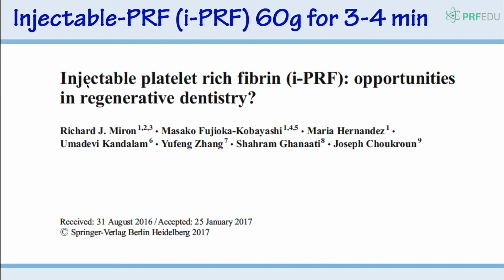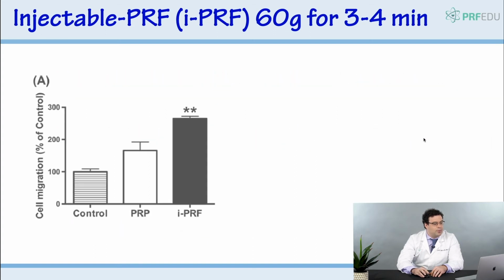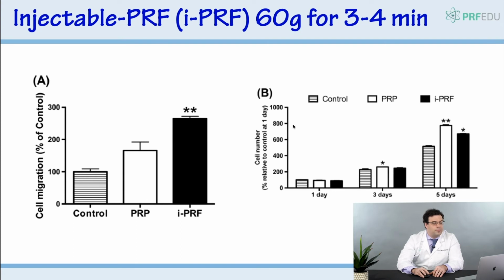And this study, titled Injectable Platelet-Rich Fibrin, Opportunities in Regenerative Dentistry, was written by myself as well as Misako Kobayashi, and a few other colleagues here: Dr. Hernandez and Dr. Candelam, Yufeng Zhang, my colleague from China, Dr. Shyam Ganatsi, of course one of the pioneers in the low-speed concept, as well as Joseph Chakroun. In the study, when we published it, we found that cell migration was improved using IPRF when compared to PRP. But we also sometimes found that PRP performed better in some experiments.